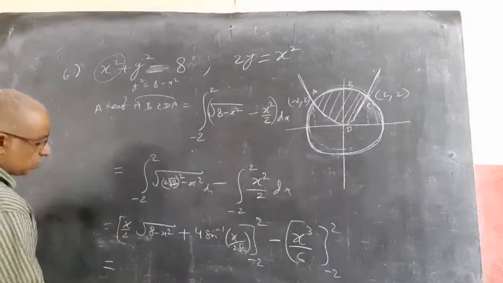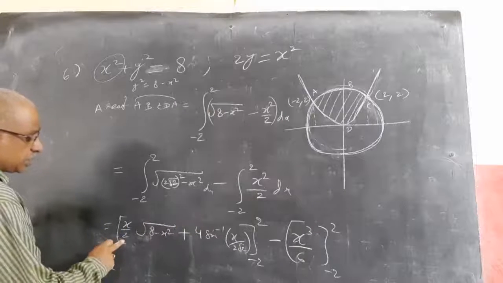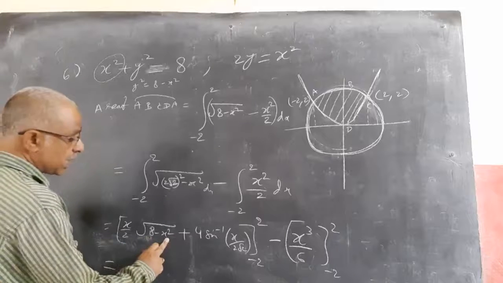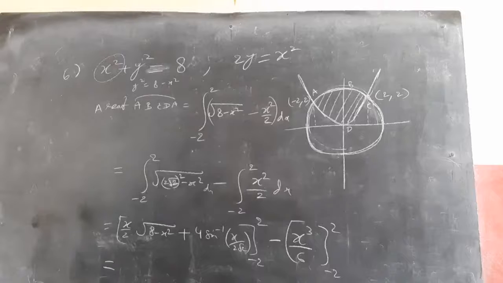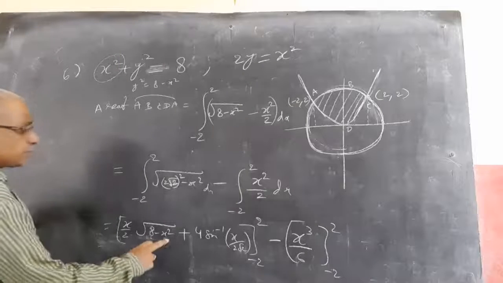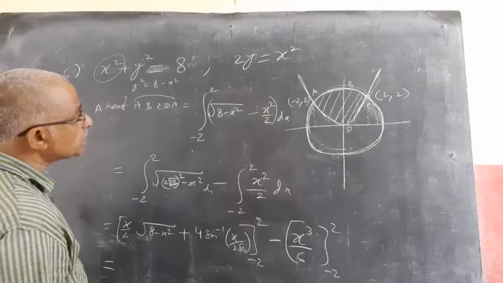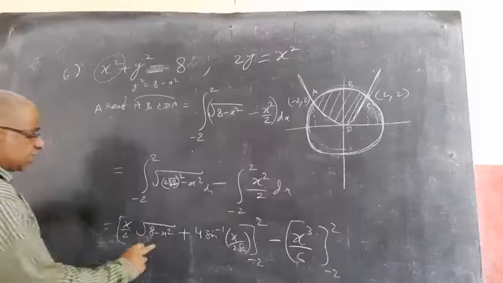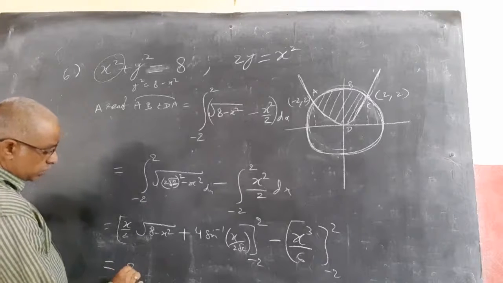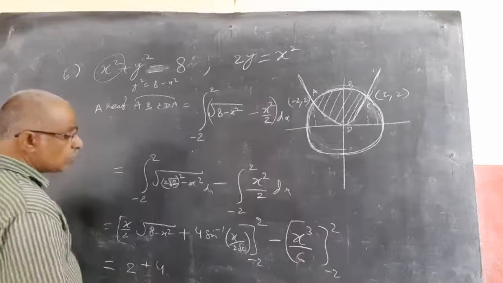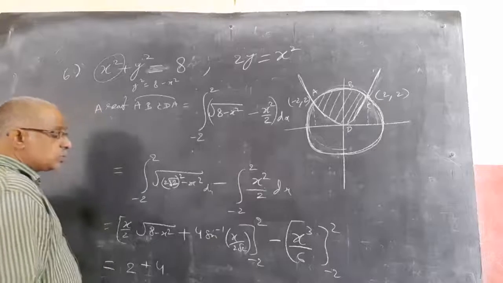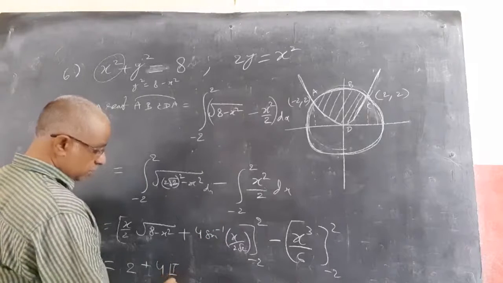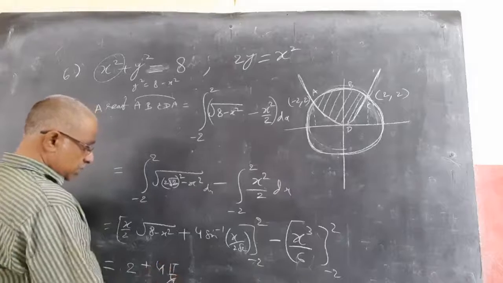So this is equal to, for the upper limit, if I substitute 2, this is 2 by 2 and this is 8 minus 4, so what is the value of 8 minus 4? So 8 minus 4 is 4, and root 4 is 2. So 2 into 1, that is 2, plus 4 into sine inverse of 2 by 2, which is sine inverse 1 by 2, which means 45 degrees, that is pi by 4. This is the upper limit.